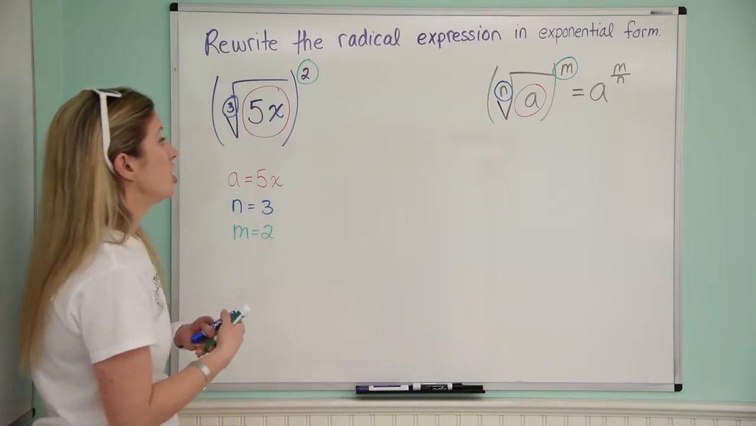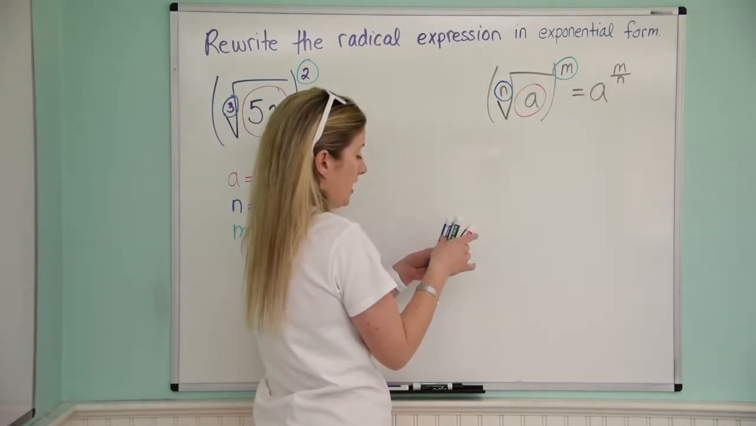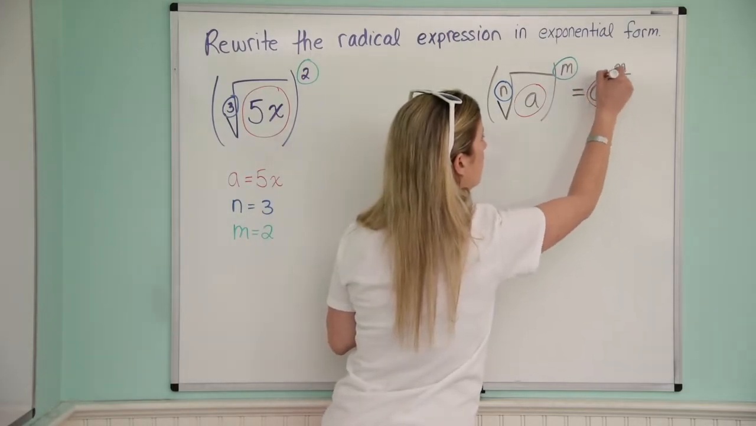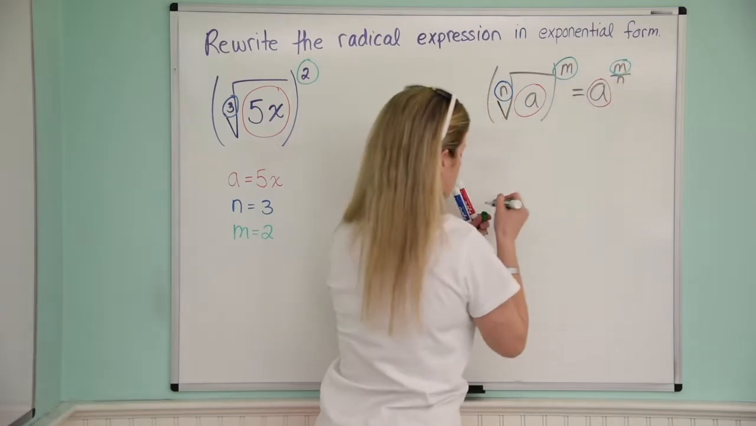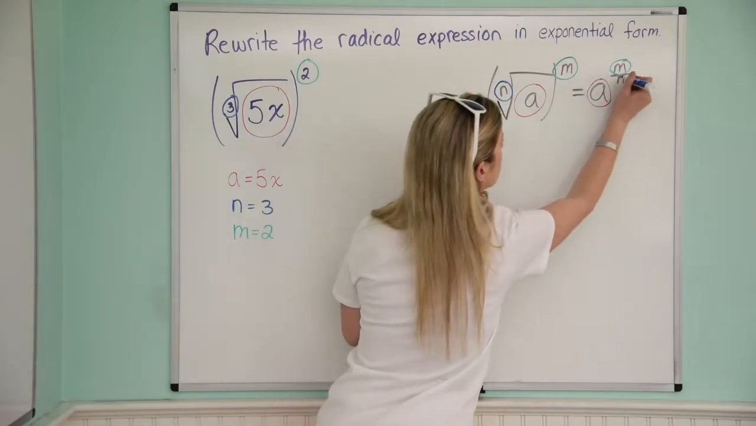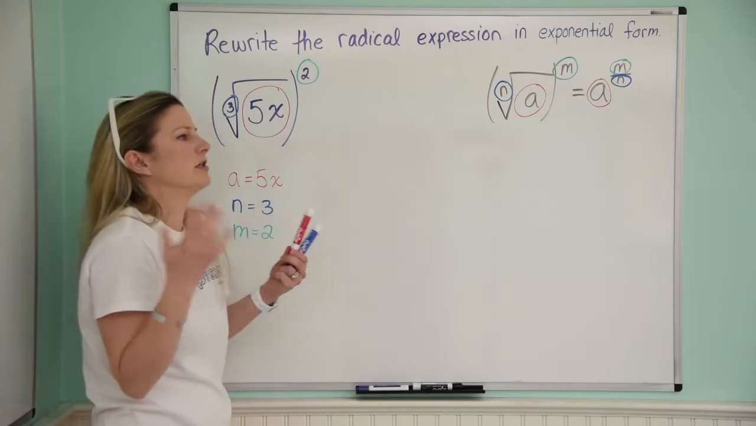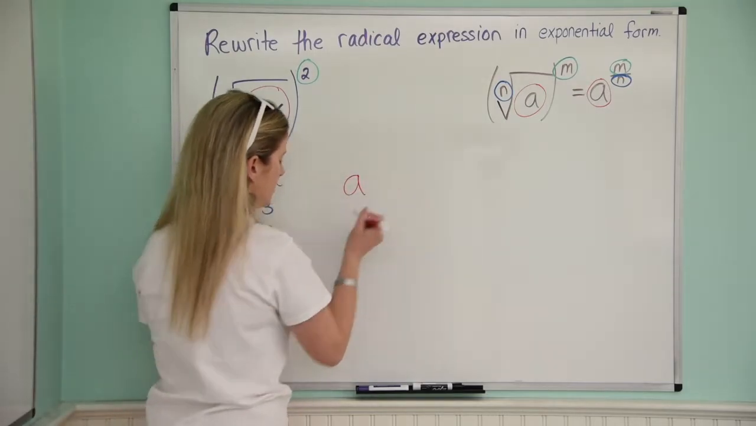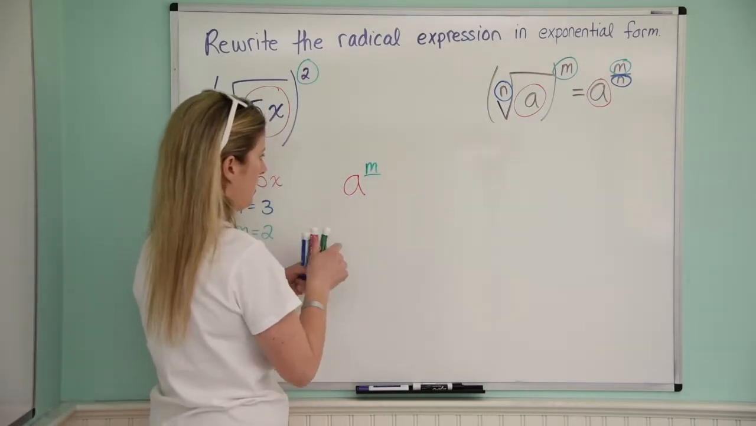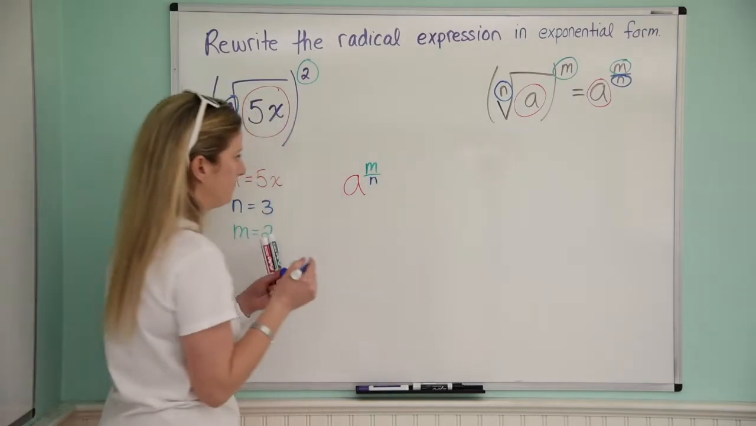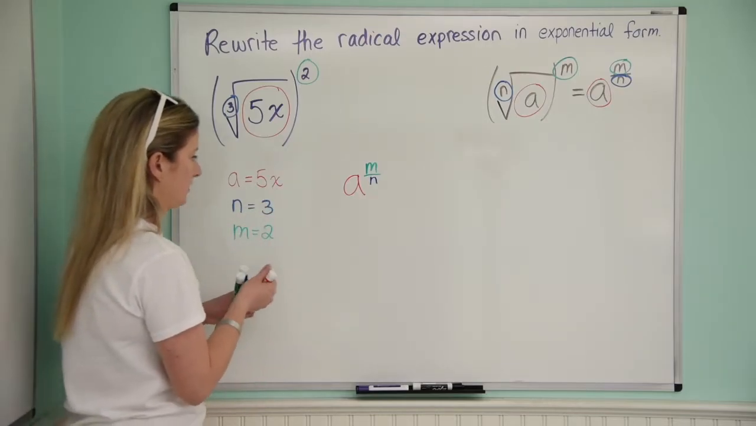Okay, perfect. So all we're going to do is bring that over here. We're going to rewrite it as A, which is in red, to the M, which is in green, over N, which is in blue. I will write that over here again, just because I love colors so much. It's so helpful. So A to the M over N. What's our A? A is 5x, so we're just going to write 5x.